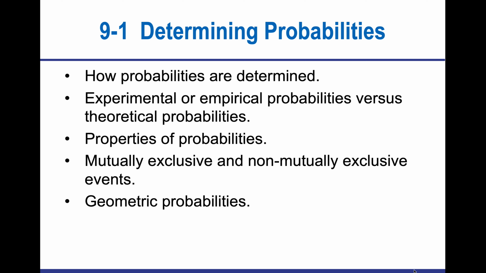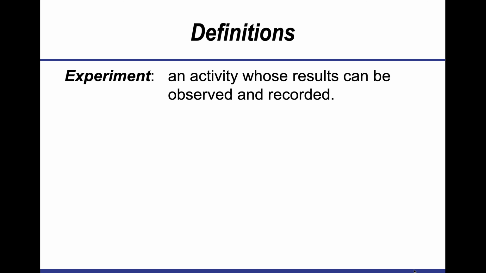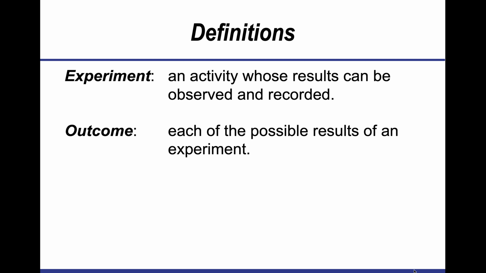We're going to look at the properties of it. We're going to look at mutually exclusive and non-mutually exclusive events. And then we're going to take a brief look at geometric probabilities. So first, let's define an experiment. An experiment is any activity whose results can be observed and recorded. So just flipping a coin, if you write down your results, is considered an experiment.